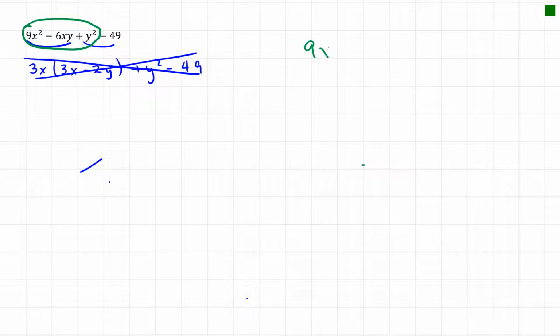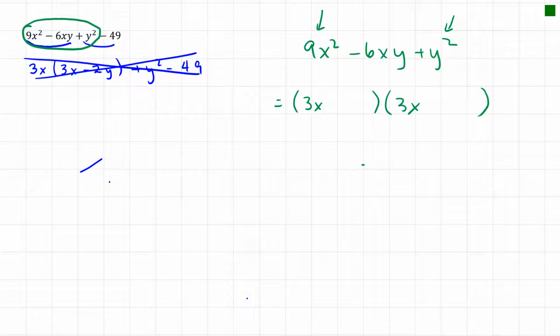So let's take a look at 9x squared minus 6xy plus y squared. Well, this is a perfect square, and so is this. So those are the first hints that it might be a trinomial, perfect trinomial square. So let's see if that works. 9x squared is 3x times 3x. The y squared is y times y, but I want negatives because of this here, so I'm going to put negative y times negative y.